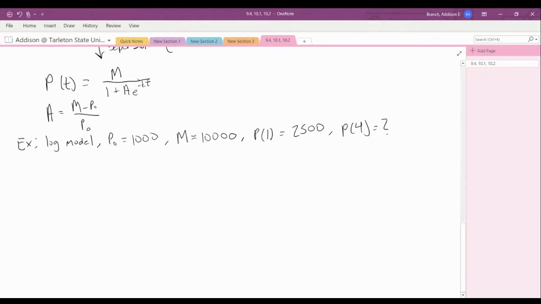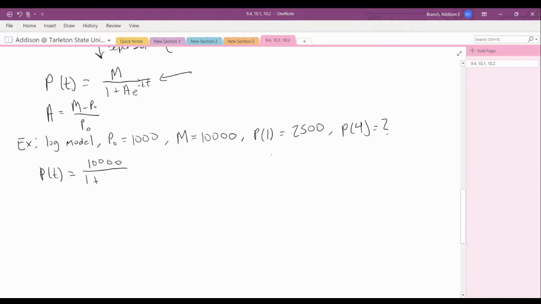All right, so first we need to go ahead and set up our equation to get in this format. So we can say that we have P of t is equal, we know what our m is. Our m is going to be 10,000 over 1 plus, we don't know our a just yet, but we can solve for it.